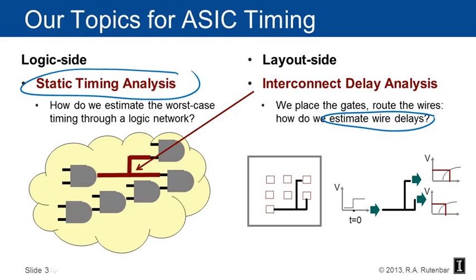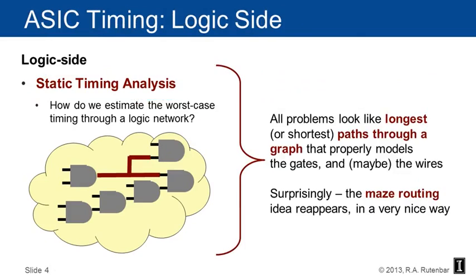So we've got to actually be able to ask and answer both the logic side timing question and the layout side timing question. So on the logic side, what's interesting is that all the problems look like either longest or shortest paths through a graph that properly models the gates, and if you do it correctly, you can also model the wires. When we start, we won't be modeling the wires, but we'll close that loop when we get to the end of the lecture, and we'll show you how the understanding of what the wires do can be incorporated back into the logic side analysis.